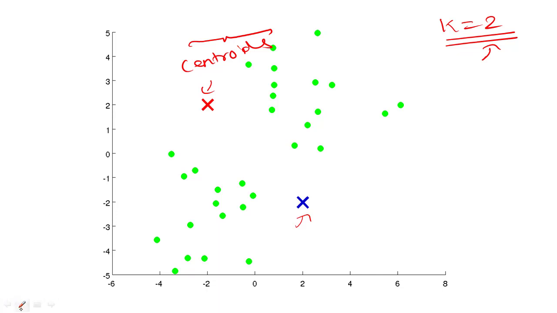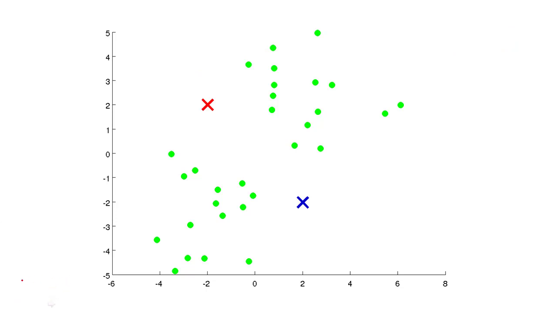Okay, so you initialize your model now, and this is the first iteration. First you initialize, then you do the assignment step. What do I mean by assignment step? You assign all the points, red to red color and blue to blue color. You can see over here that we have colored red all the points which are closest to this centroid, and blue all the points which are closest to that blue centroid.